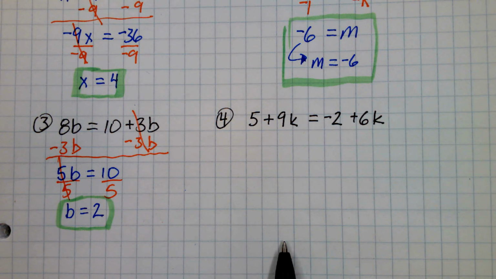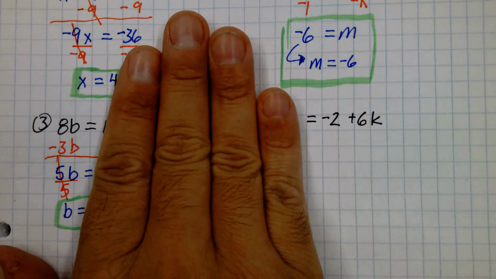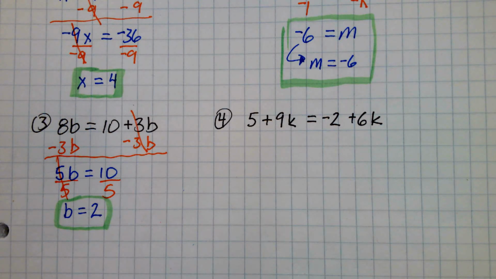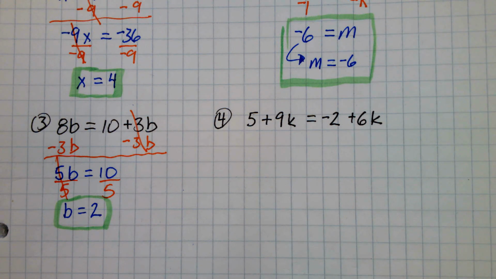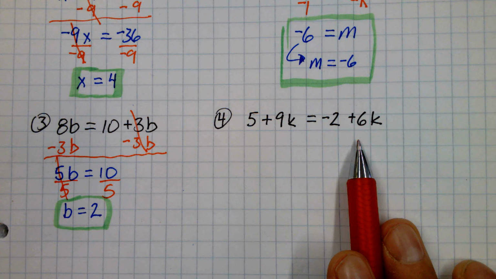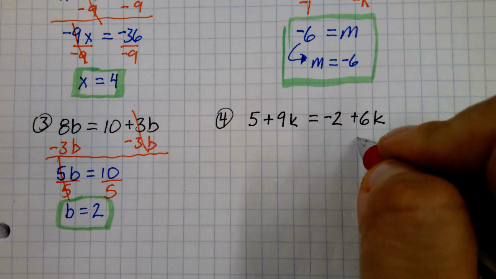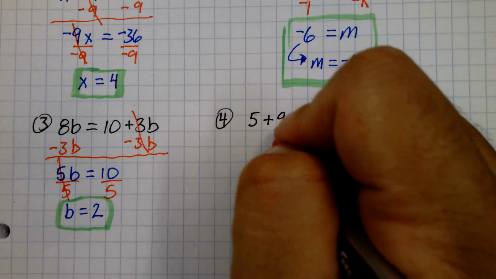So it really won't matter which one because if you look at either side, you got numbers and variables on both sides, constants and variables. So is it okay if I get rid of 6k? I'll get rid of that one. What should I put? Negative 6k goes here, and I'll put it underneath the 9k.